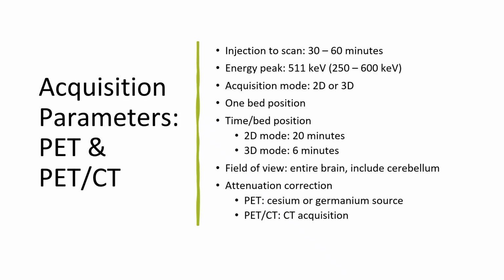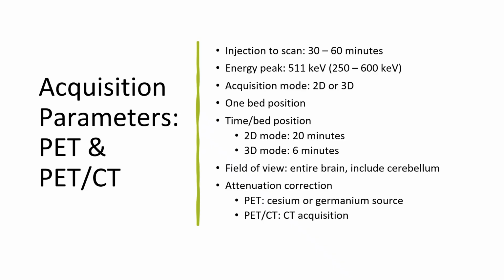Energy peak is always a wide energy peak with PET, but you'll have it at about 250 to 600 keV. You can scan them in 2D or 3D. Remember, when you're doing 3D, it's a lot more sensitive. You get a lot higher count rate. When you're doing 2D, it's going to take a lot longer because you don't have as many counts. You can typically scan them in one bed position for the brain. If you're doing 2D, it's going to take 20 minutes. If you're doing 3D, it's going to take 6.